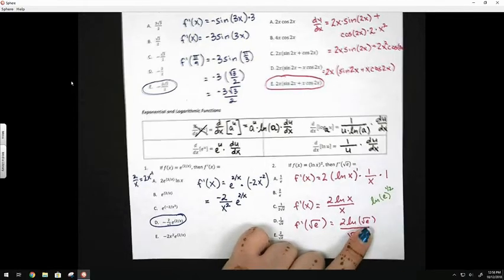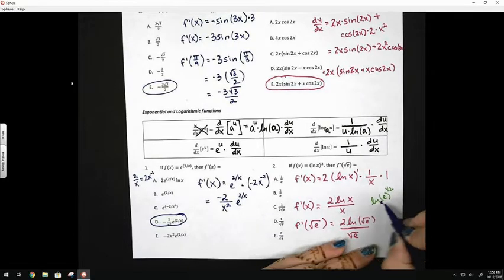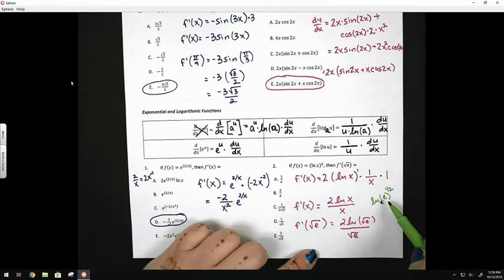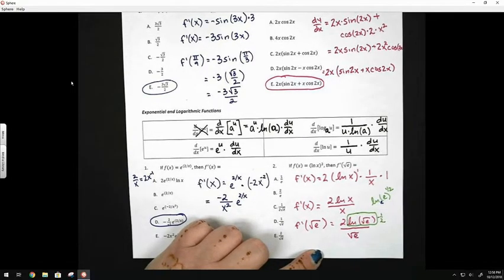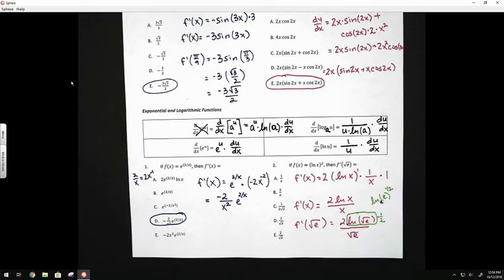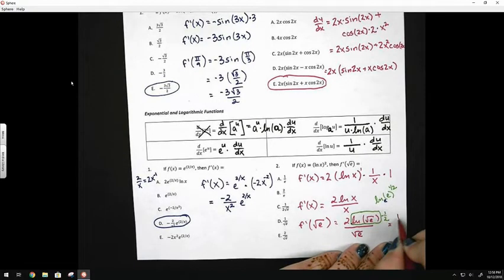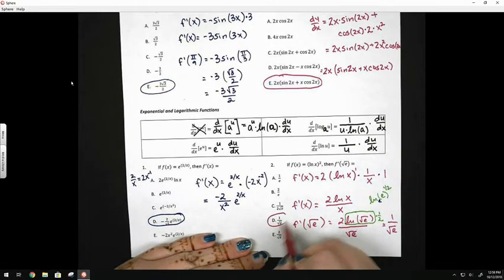All right, well, the natural log, hopefully you guys remember, is just a fancy way of saying log base e. So in other words, e to what power gives me e to the 1/2? So that means this right here really just becomes a 1/2. All right, so 2 times 1/2 actually just becomes a 1 on the top. So it's 1 over the square root of e. That's our answer there. So this answer is D.